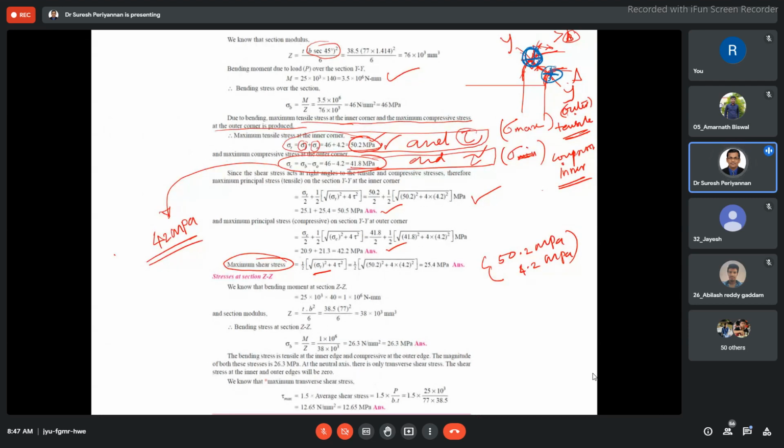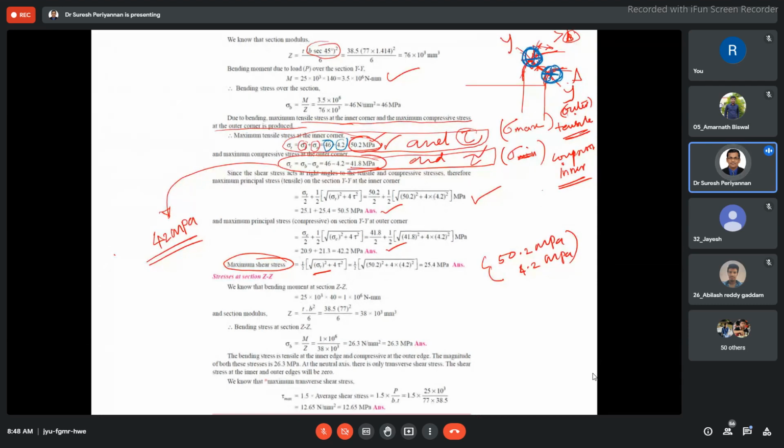Tensile at the inner surface, we are finding 50.2 megapascal. Here 4.2 is the direct stress, and 46 is with respect to the bending moment. The stress is acting here. Then we have found the maximum tensile stress at the inner surface.